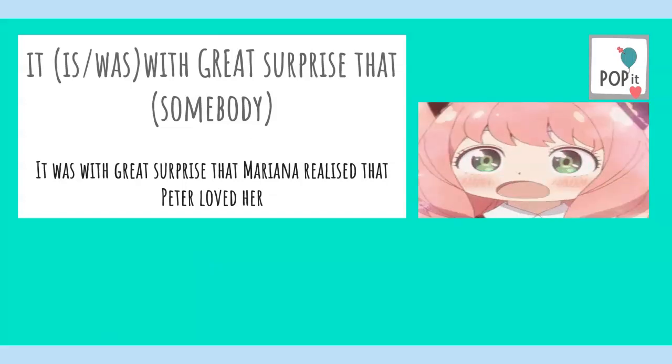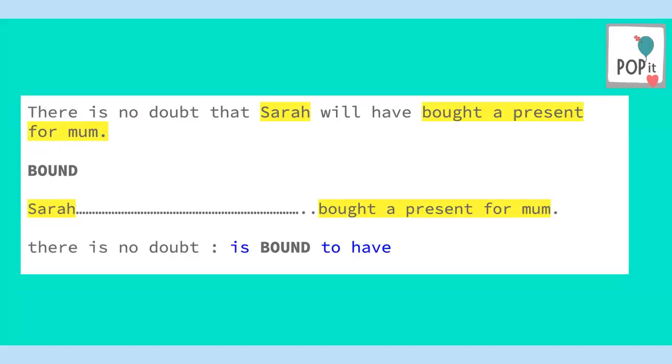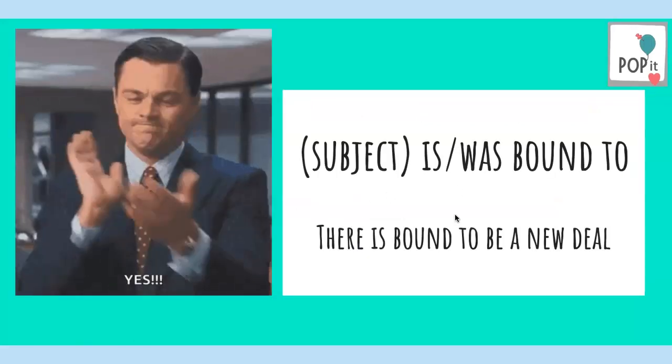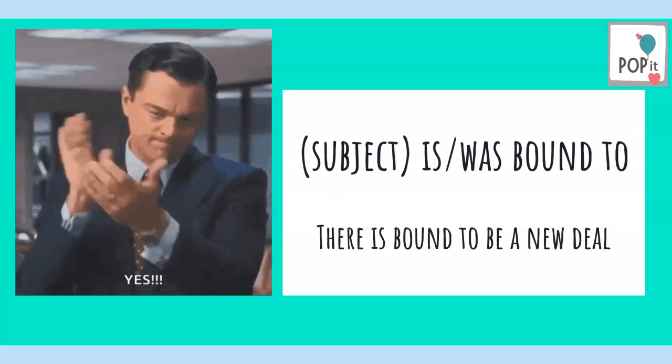There is no doubt that Sarah will have bought a present for Mom. Bond. Typical sentence from a C2 level. Okay, so let's check the result. Sarah and bought a present for Mama, the repeated information. Okay, so I have to figure out the rest. There is no doubt is bound to have bought. Okay, is bound to. Let's see my example for that. There is bound to be a new deal. All right, good. Let's go for another one.